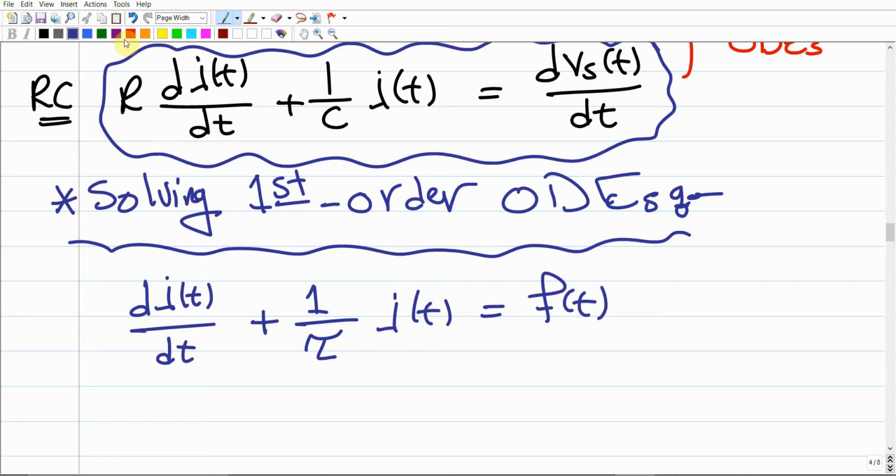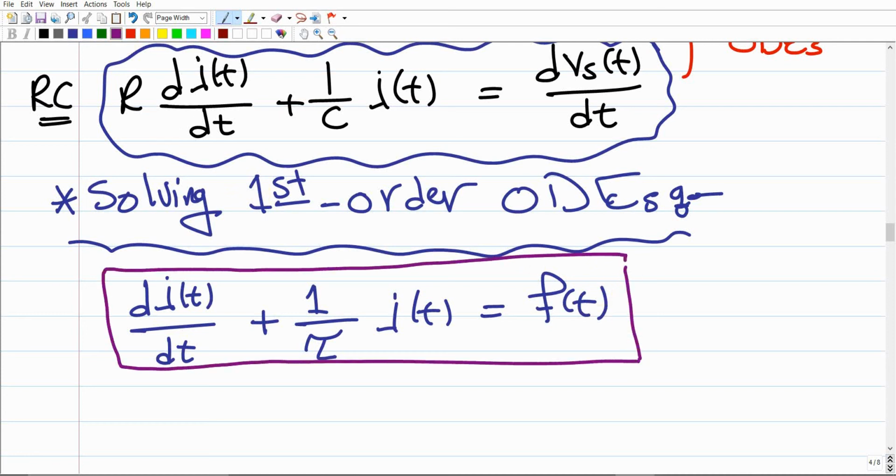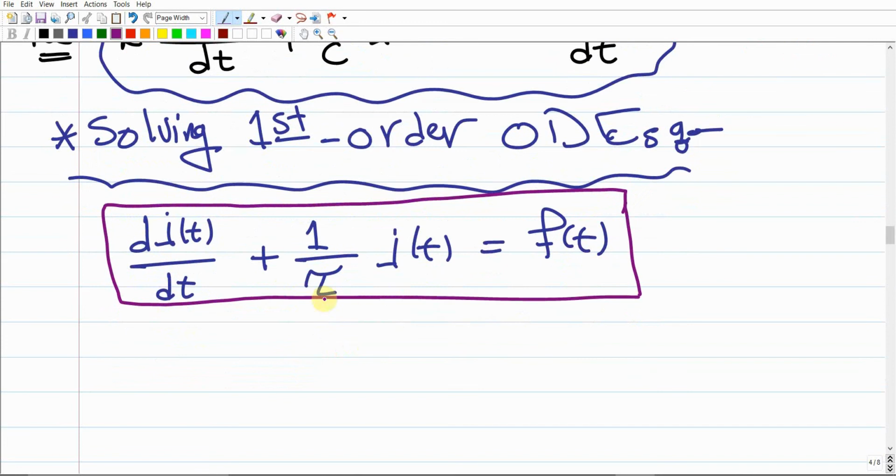So we could say that this is a general form. This is a general expression. Generally, any first order ODE, we can express this ODE into this form where I should be the variable that you are seeking. This equation should be solved for I. If it should be solved for Vs, you have to replace or swap the I with Vs. Make sense? So what is this tau? What is this f of t?